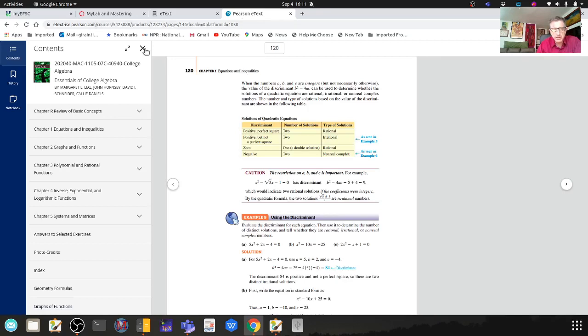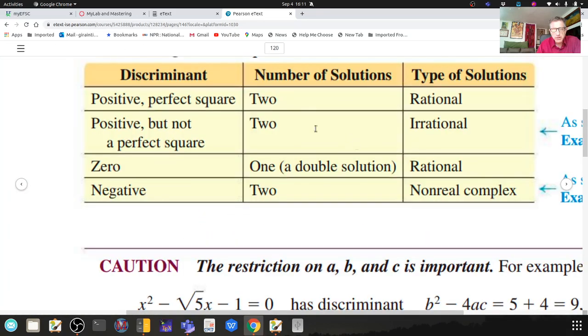So here's our discriminant test. If the result of our discriminant is a positive perfect square, for example like 25, because the square root of 25 is 5, then we would have two solutions, both of which would be rational numbers. They would be expressible as some integer divided by another integer. If the discriminant were positive but not a perfect square, we would still have two distinct solutions, and they would be irrational. If the discriminant is 0, which is our case, we're just going to have one solution. You don't have to worry about the double solution, and it's going to be a rational number.